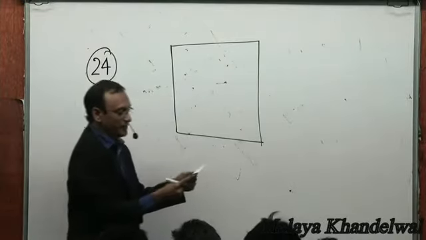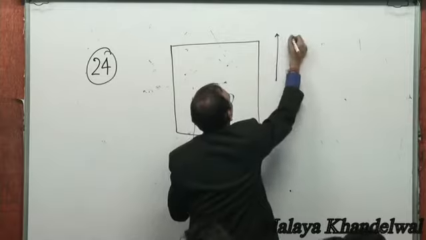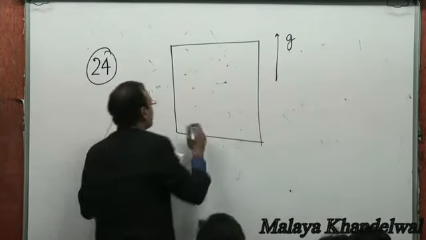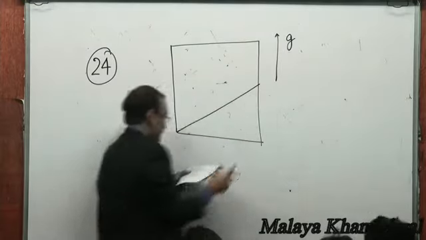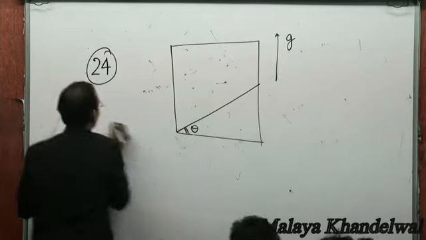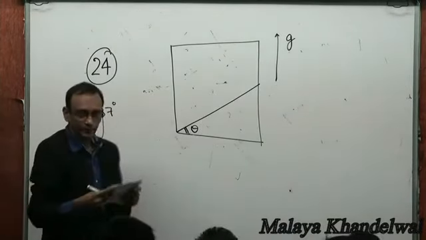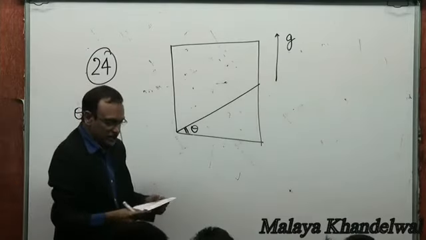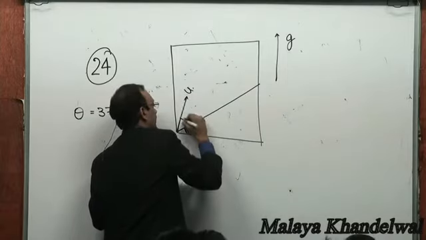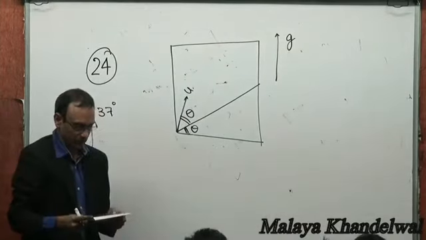So there is this frame, box, which is moving up with an acceleration g. Right? And there is an inclined plane here, say at an angle theta equal to 37 degrees. Right? And there is a particle which is projected inside the box with a velocity u at an angle theta equal to 37 degrees. That's given in the problem.